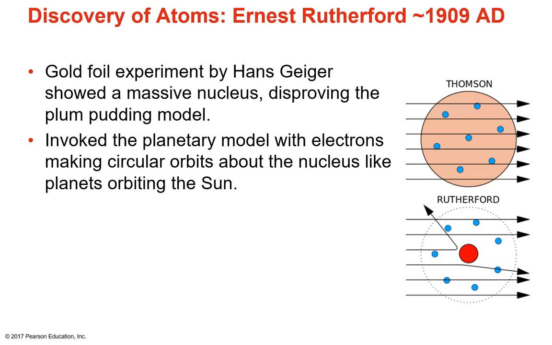So he came up with what he called a planetary model, where he said instead of having a generally positive slurry of charge with little electrons and points of negative charge, you have mostly empty space, since most of the particles went straight through without any interaction. But then you have a really massive central part that is positively charged. So he says, like the solar system with the sun, a really massive central part, and then mostly empty space with the planets orbiting about it.